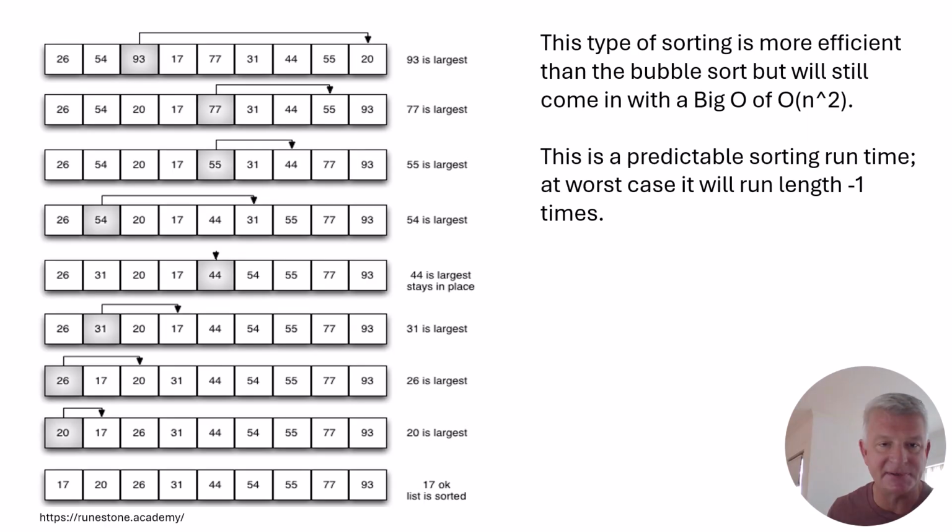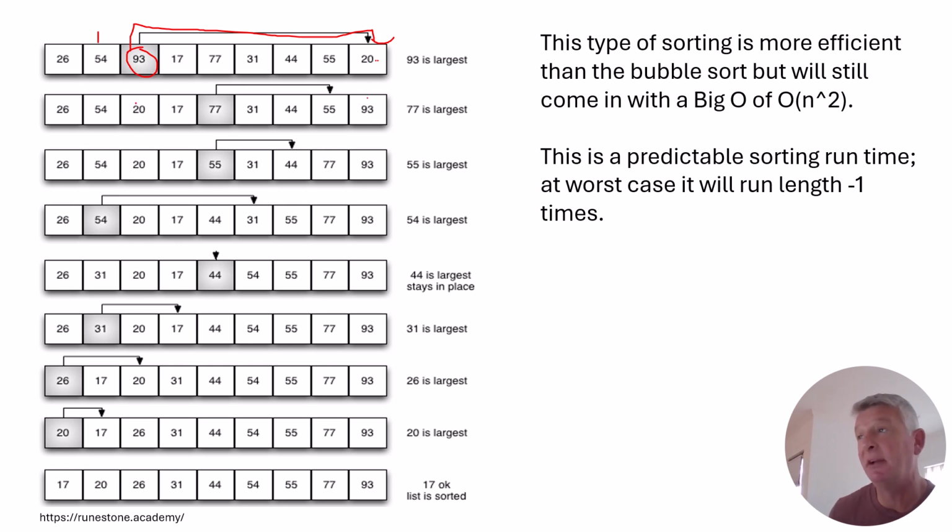This is my selection sort. Here, I've got 26 and 54. I know my largest number is 93. So 93 is the largest, and I'm going to go up here to the end and swap it with what's there. Okay? Because I've got to keep my data. So I'm going to swap 93 and 20. Now 93 and 20 have swapped.